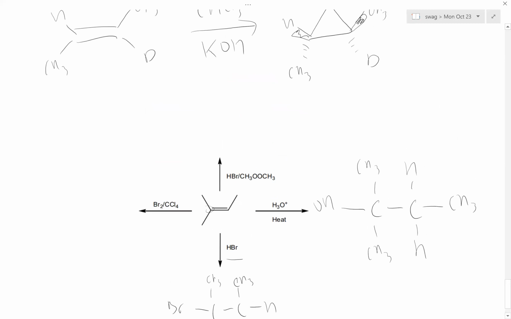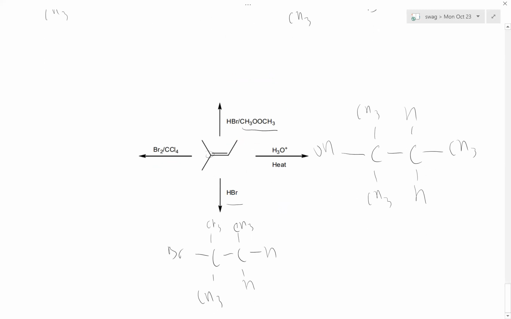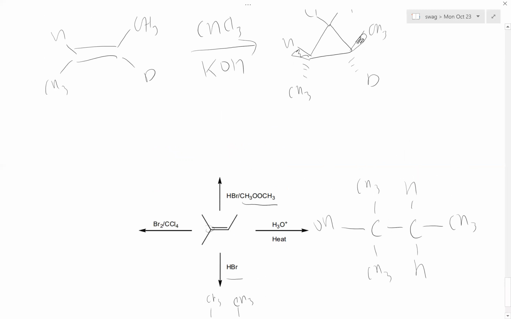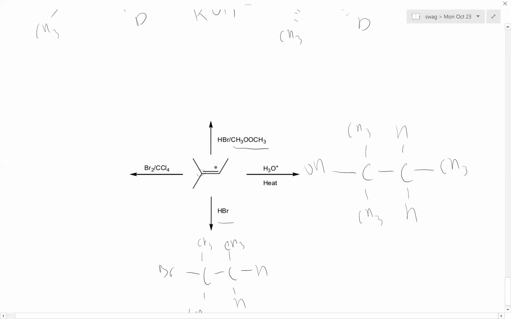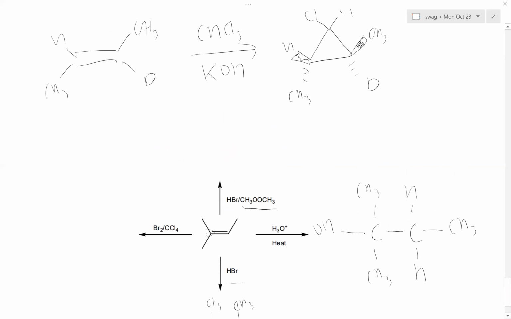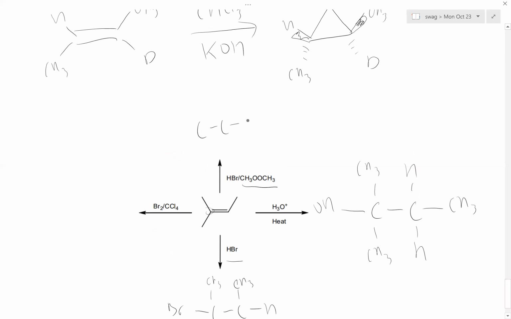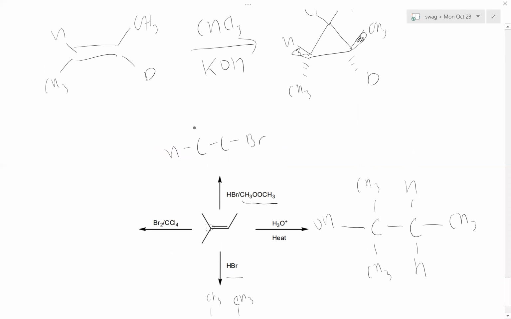Okay, so going up, what do you see? What is this? Peroxide, yes, ROOR. So that means, because the Br was Markovnikov before, this makes it anti-Markovnikov. Essentially just switch the Br and H.